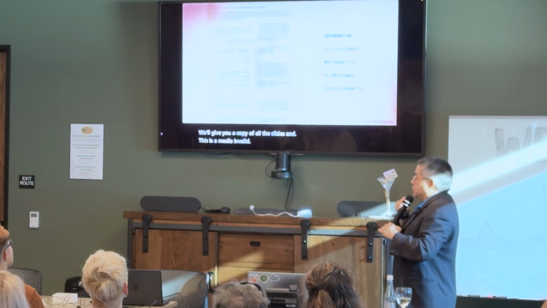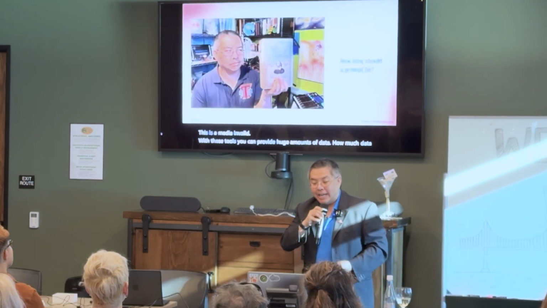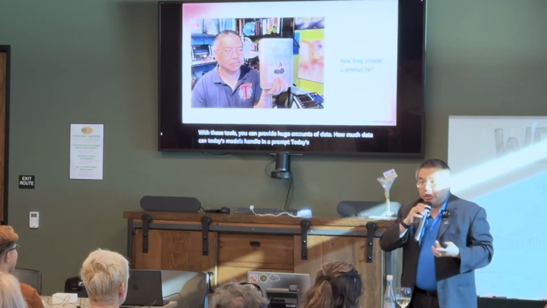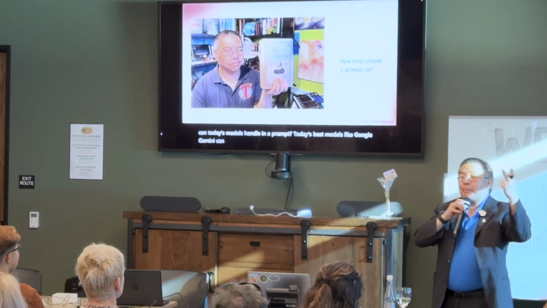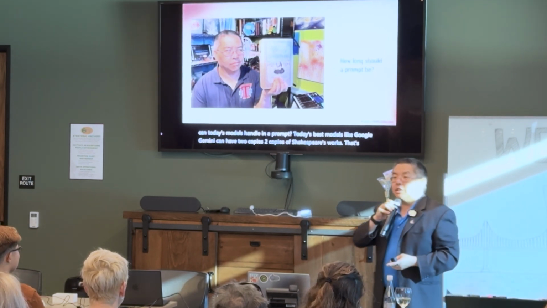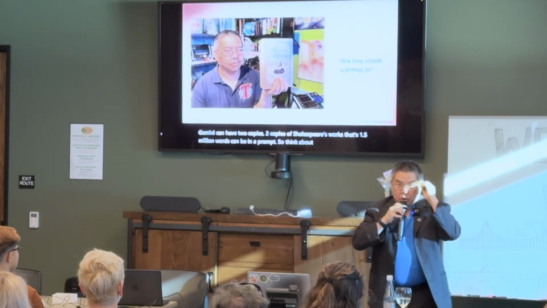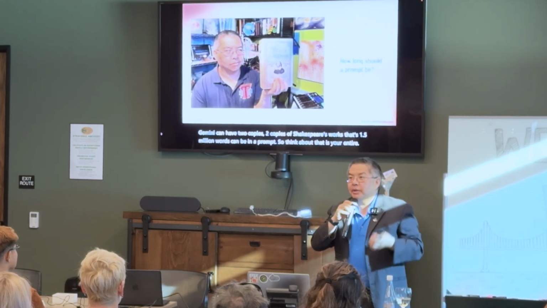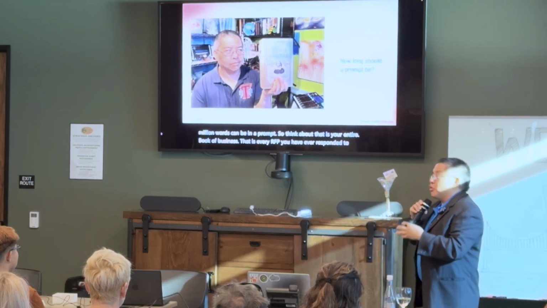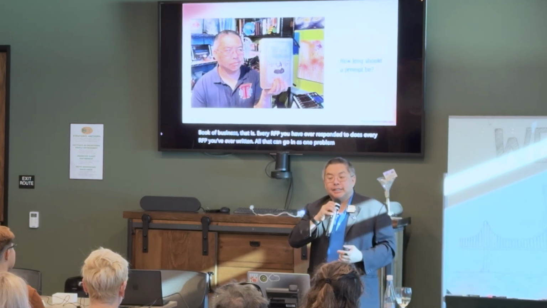With these tools, you can provide huge amounts of data. How much data can today's models handle in a prompt? Today's best models like Google Gemini can have two copies of Shakespeare's works. That's 1.5 million words can be in a prompt. So think about that. That is your entire book of business. That is every RFP you've ever responded to. That is every RFP you've ever written. All that can go in as one prompt. That's how much data these things can handle.